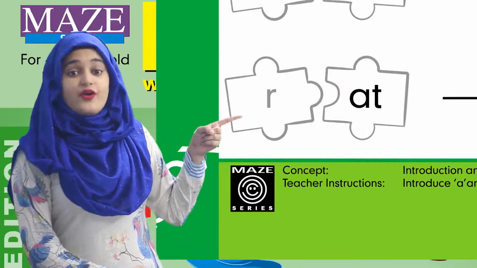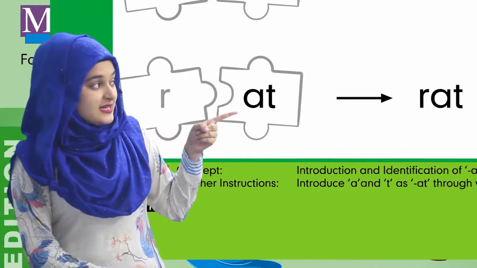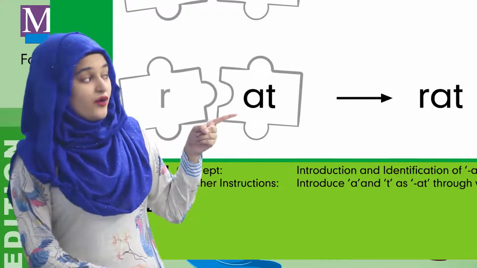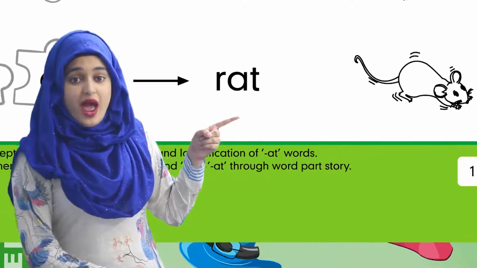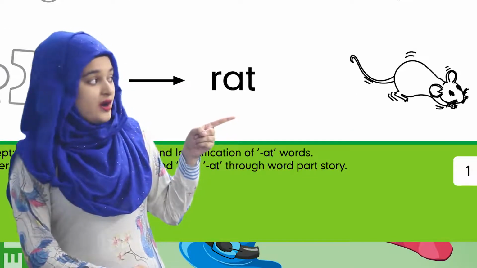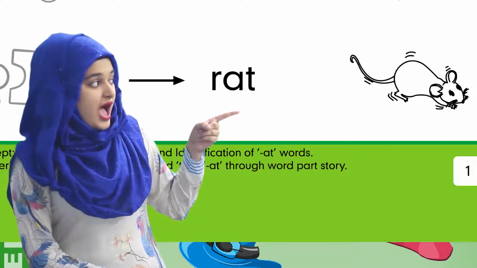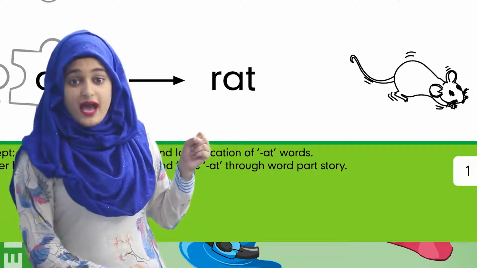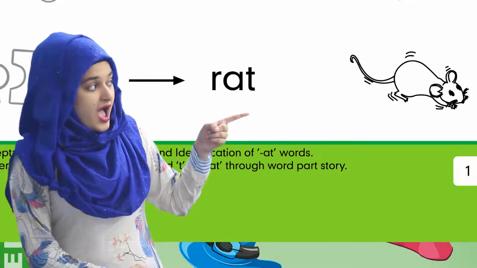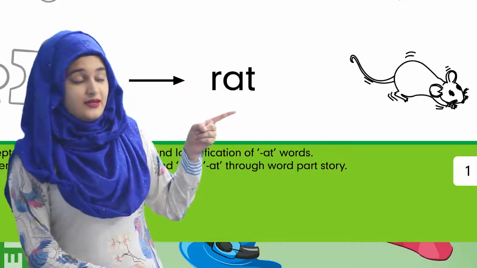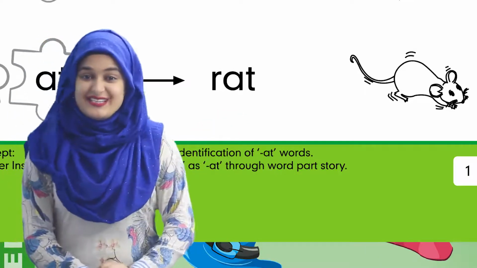And the last one we have here is, what is this, children? This is r. This is r. And this is at. So when r meets with at, they make rat. R, at, rat. Now repeat after me. R, at, rat. Excellent, children.